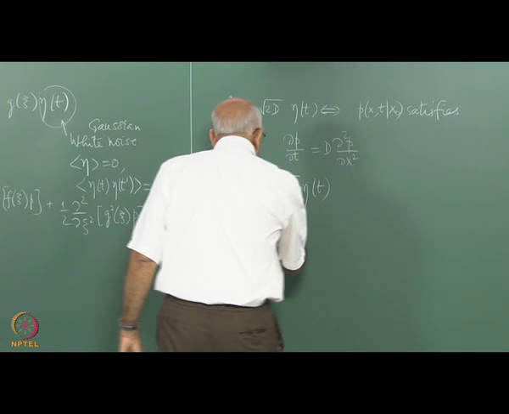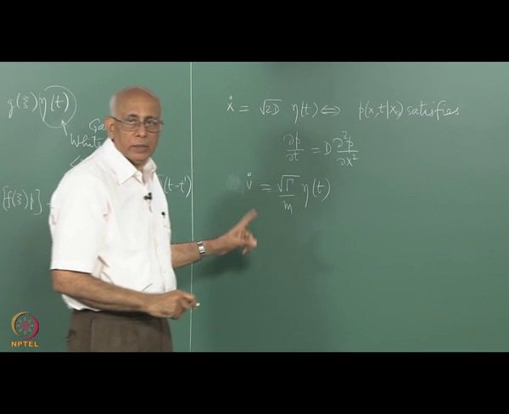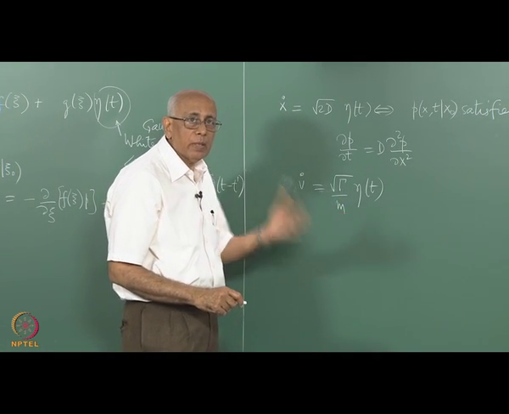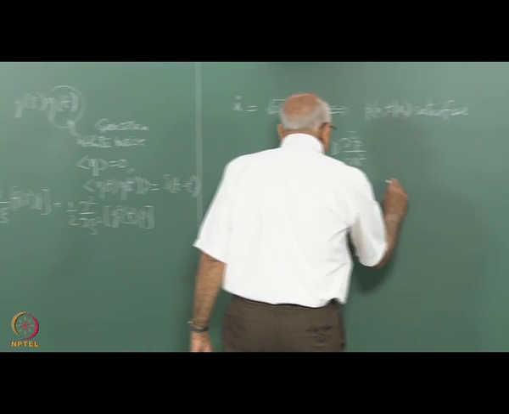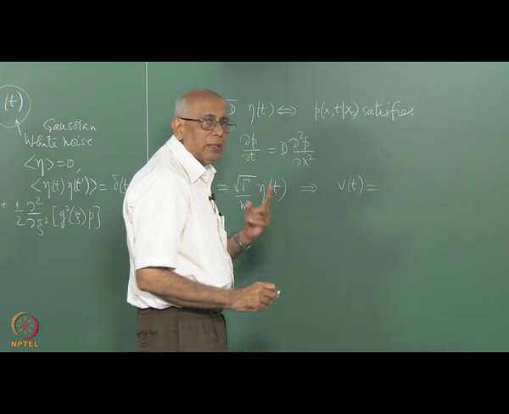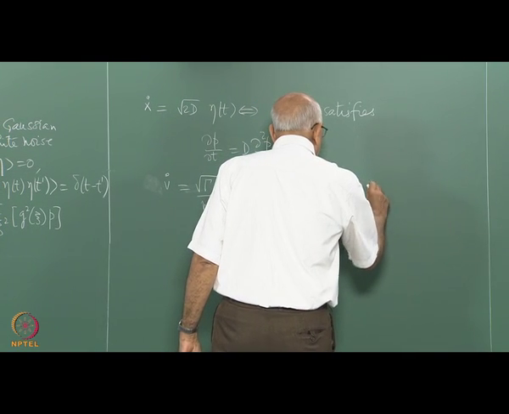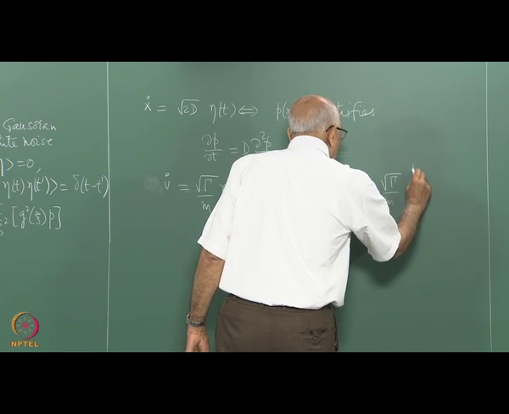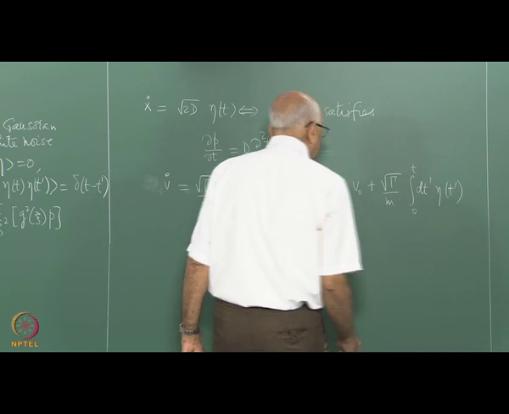Now this will of course mean v dot is this, and you can formally solve this equation. This is a stochastic differential equation, but it is very, very simple, and in principle we can solve it. So this will of course immediately imply that v of t is equal to some initial value v naught, plus square root of gamma over m times the integral from 0 to t of dt prime eta of t prime.